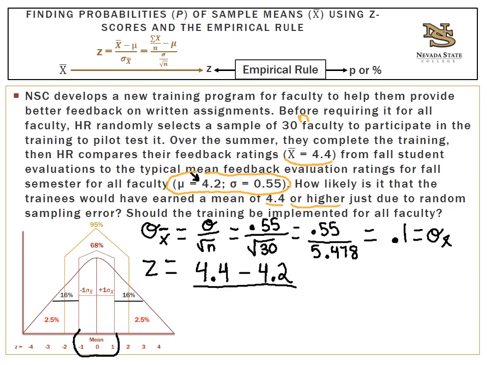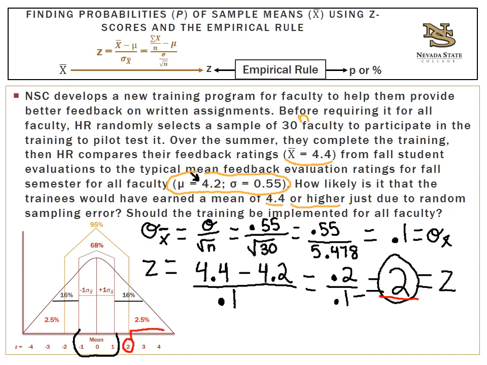4.4 minus 4.2 divided by our standard error, not our standard deviation. We just found that's 0.1. So this gives us 0.2 divided by 0.1, and we get a pretty impressive z-score of 2. But we're not done yet. We don't just want to know the z-score. Right now, we know that the actual difference in performance is 2 times larger than the difference we would expect to see just due to chance. But how likely is it that the trainees would have earned a mean of 4.4 or higher just due to random sampling error? So let's take a look. Let's make it red. That 2 is right here.